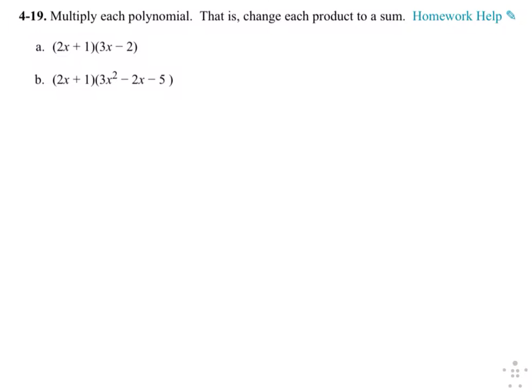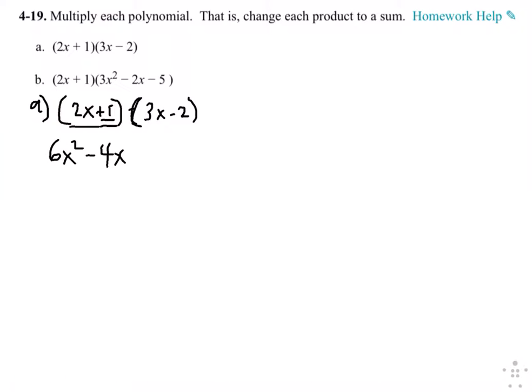Okay, 19 wants us to multiply, so let's do A first. So I have 2x plus 1 times 3x minus 2. So first we do the 2x and we distribute that in. 2x times 3x is 6x squared. 2x times negative 2 is negative 4x.